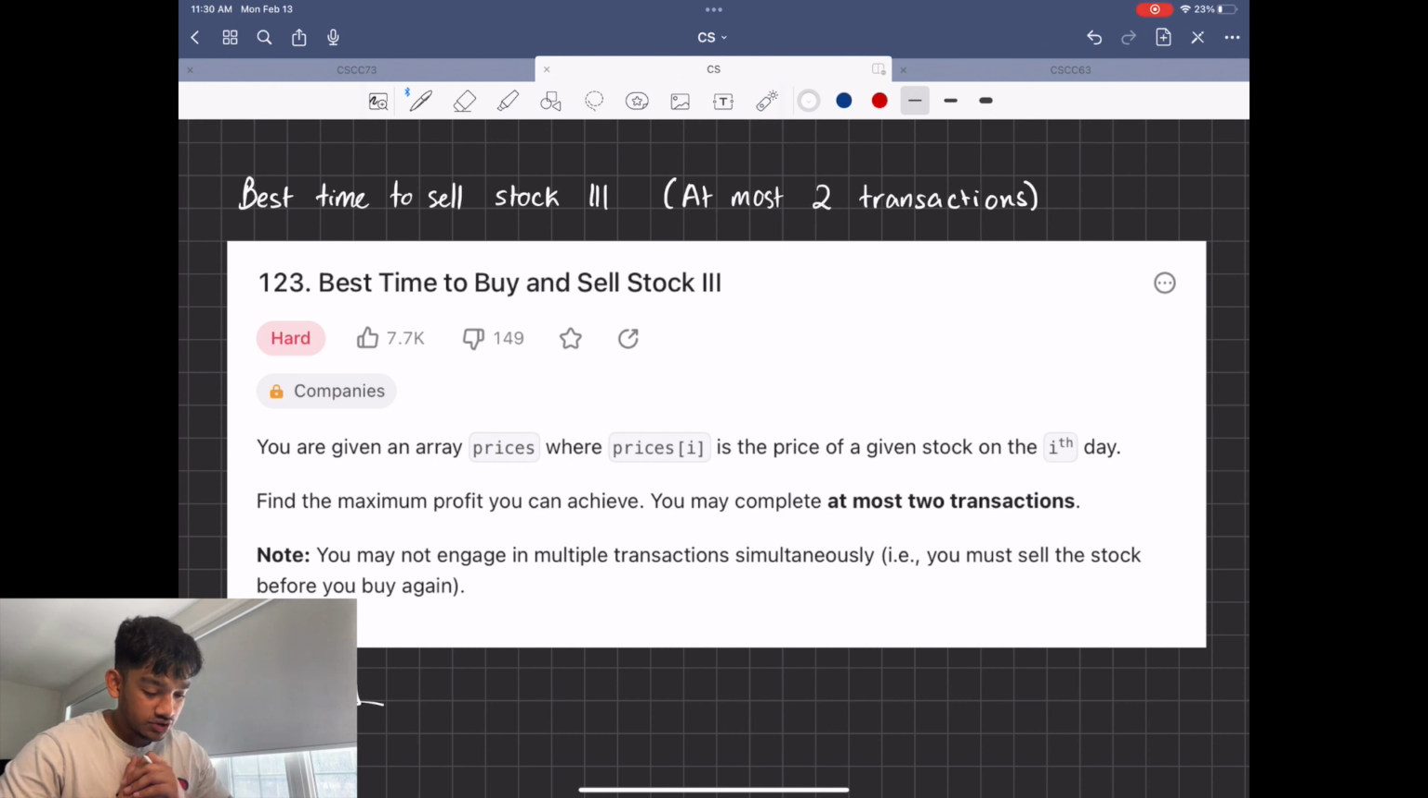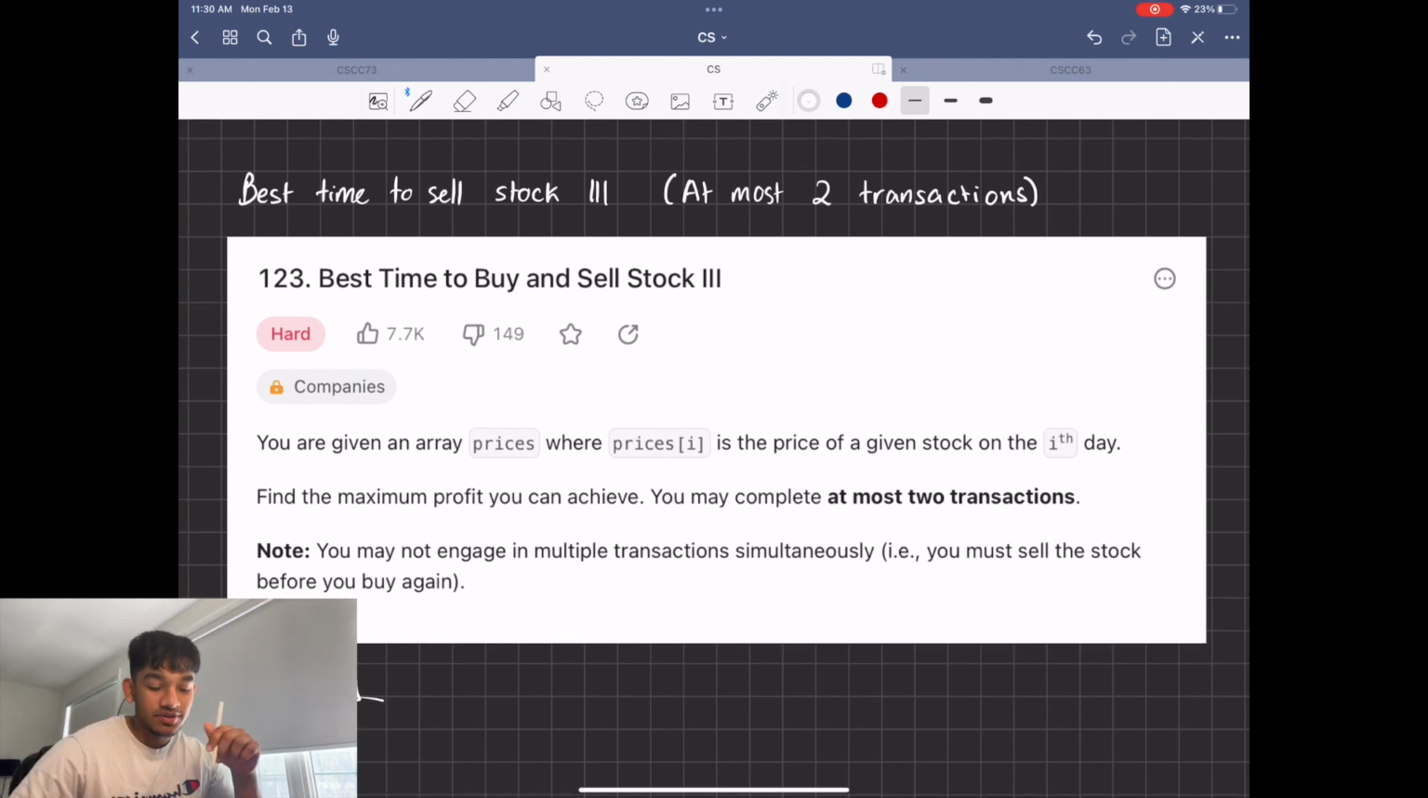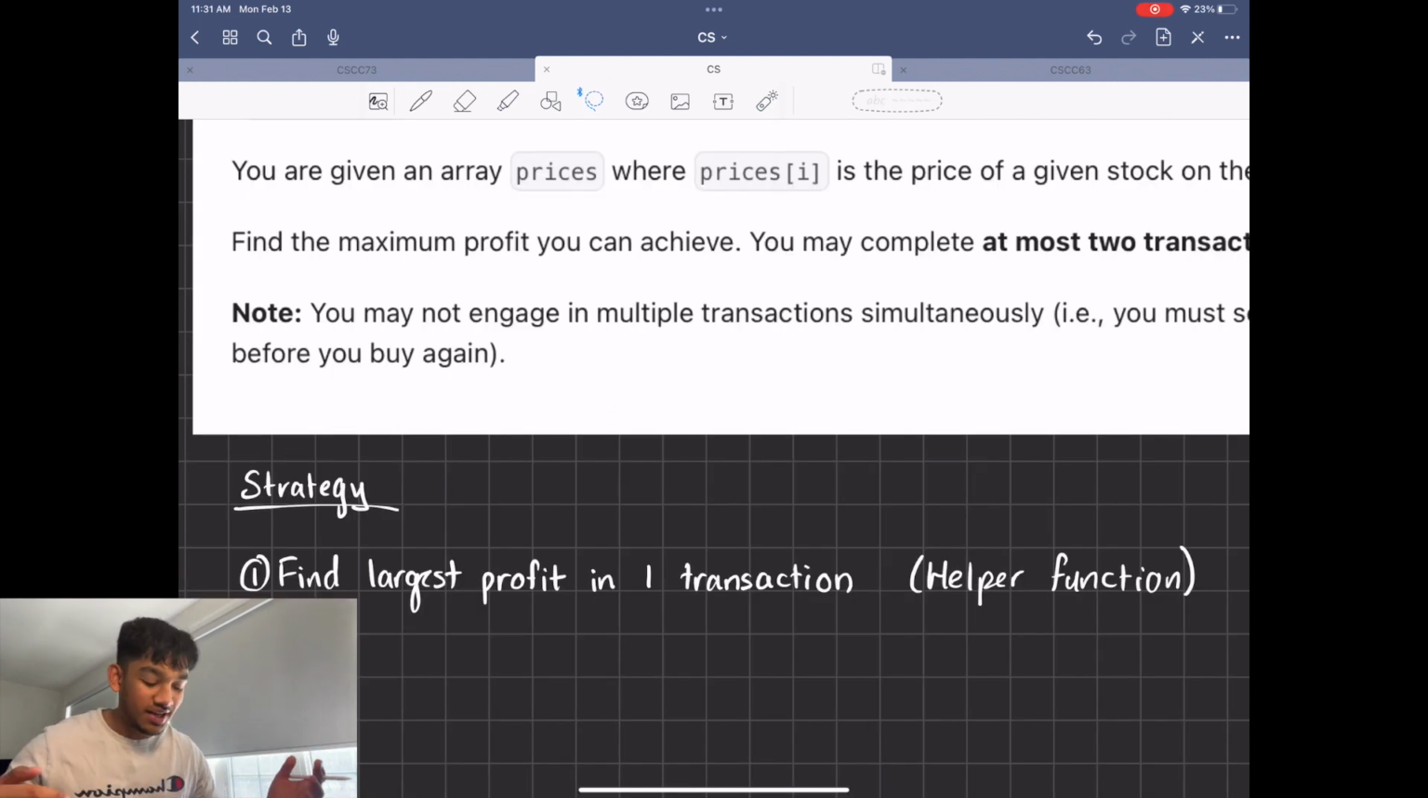Now this may seem a little tricky if you haven't tried the first 2. I'm using the function I implemented for Buy and Sell Stock 1 to solve this question. In the first version of the question, we just find the biggest profit in 1 transaction, so that's what I'm going to do first. Let me write that as step 1: find the largest profit in 1 transaction. I'm going to have a helper function for this.